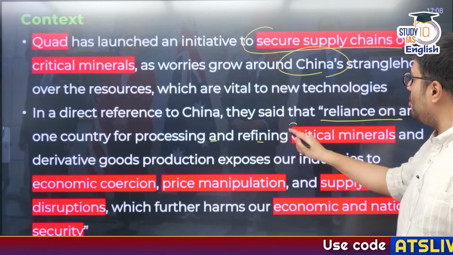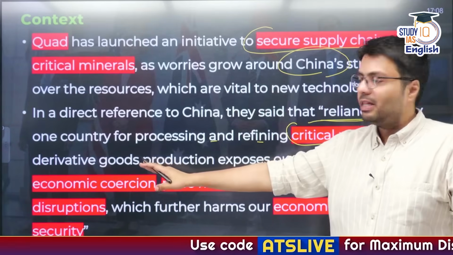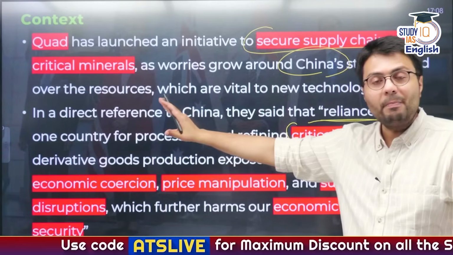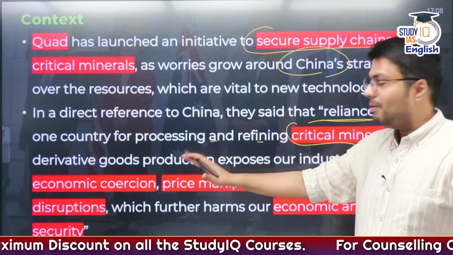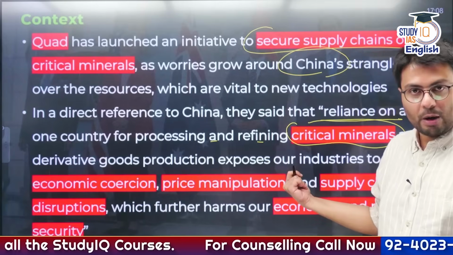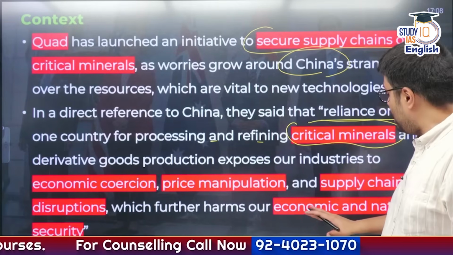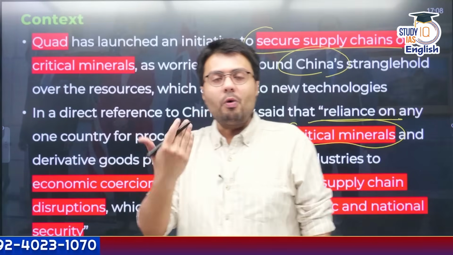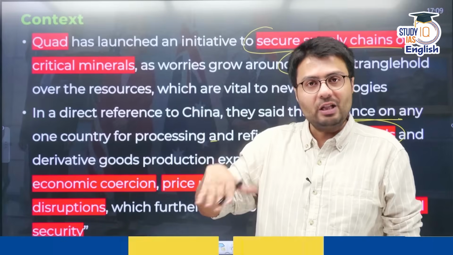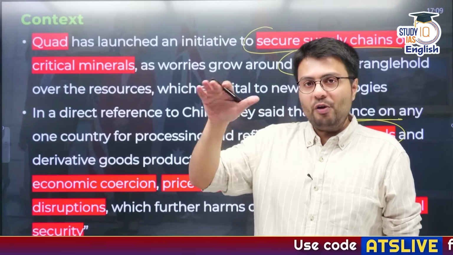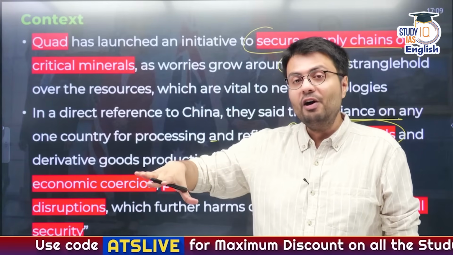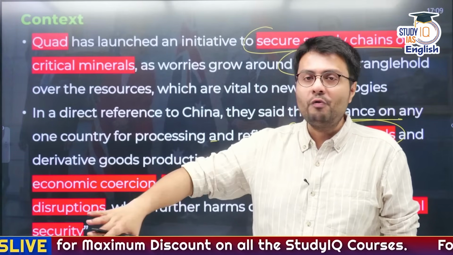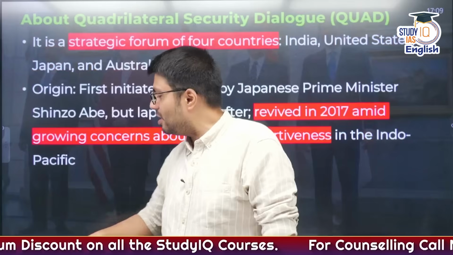So in a direct reference to China, these countries made a statement that reliance on any one country for processing and refining of critical minerals, and depending on them to get supplies of goods and services made out of these critical minerals, exposes other countries to economic coercion, price manipulation as well as supply chain disruption, which also puts these countries into economic and national insecurity. So in order to address that, the Quad members have come up with an initiative. In our today's discussion, we'll first understand what a Quad is, how it functions, what was the original intention behind forming the quadrilateral grouping, and after that we'll move on to the Critical Mineral Supply Chain Initiative.